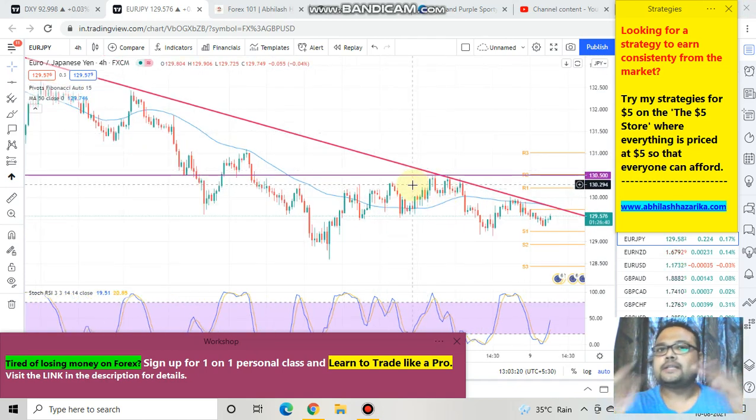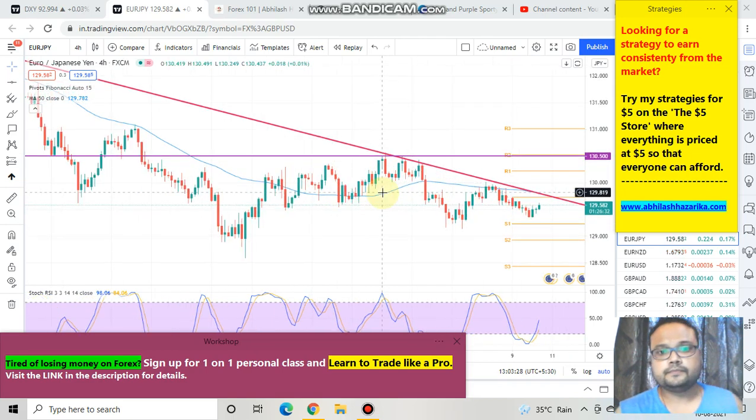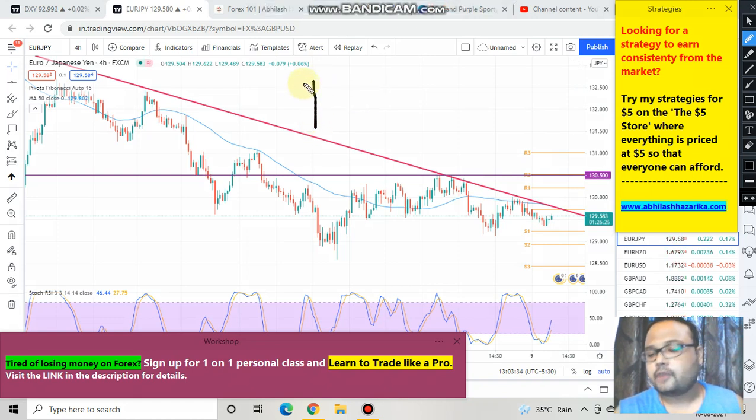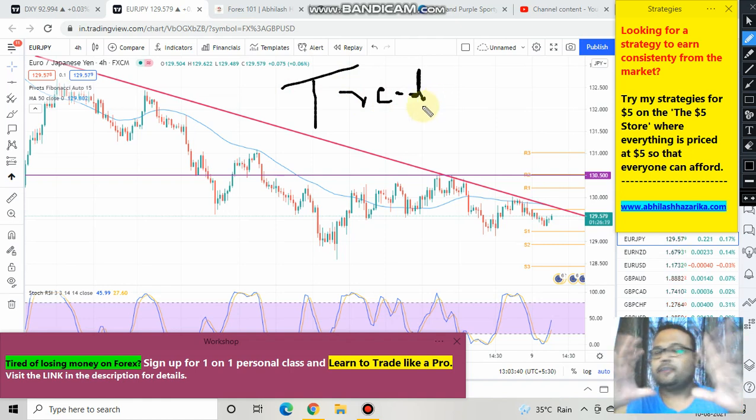So let's try to understand what is the picture going on in Euro JPY, and then we will be jumping to the strategy. Clear? So we have the overall trend of the market here. Overall trend is clear that it is in downtrend. The present trend looks choppy, meaning that there is a confusion going on in the market.